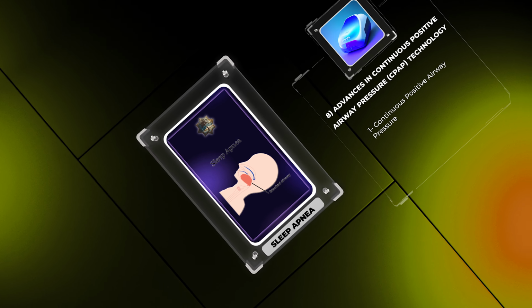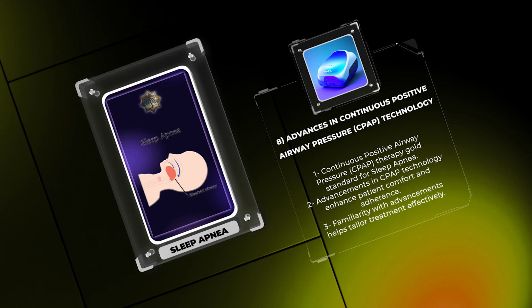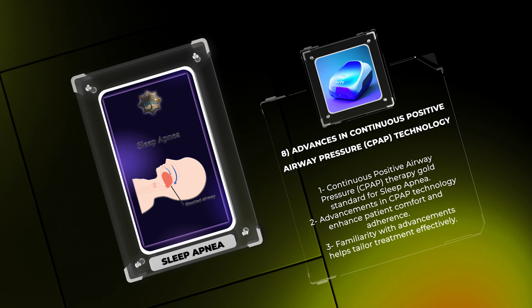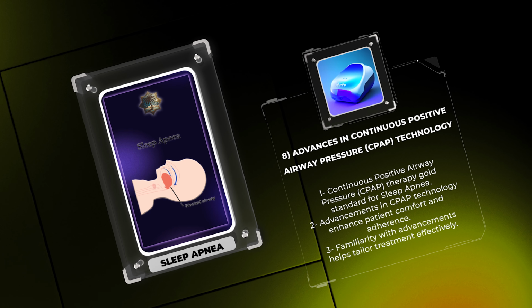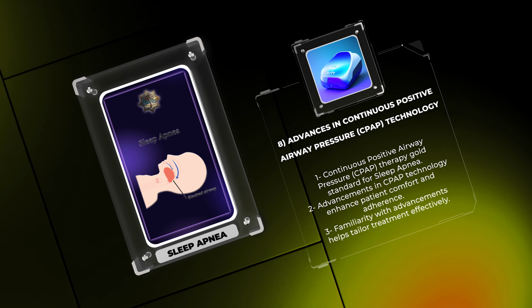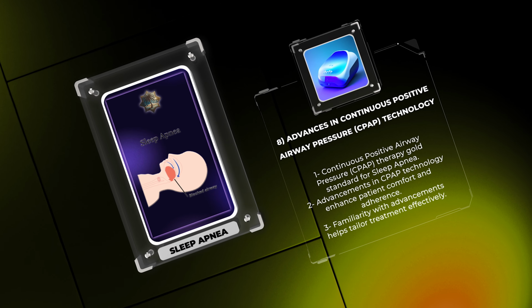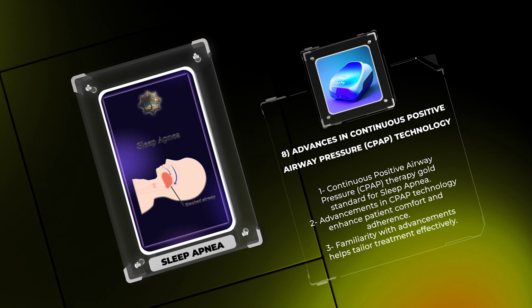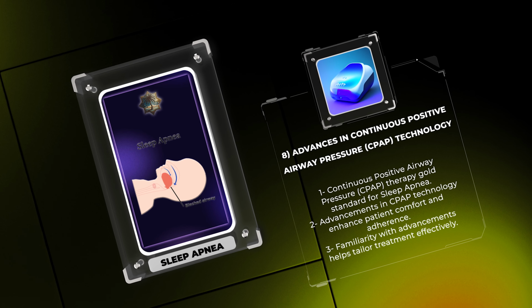Continuous positive airway pressure, CPAP, therapy is the gold standard treatment for sleep apnea. Over the years, significant advancements have been made in CPAP technology to enhance patient comfort and adherence. These include the development of smaller, quieter, and more user-friendly devices, as well as innovative mask interfaces. Additionally, technologies such as auto-adjusting pressure algorithms and humidification systems contribute to optimizing therapy outcomes. Familiarizing ourselves with these advancements empowers healthcare providers to tailor the treatment to individual patient needs effectively.